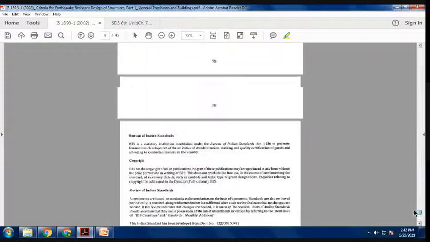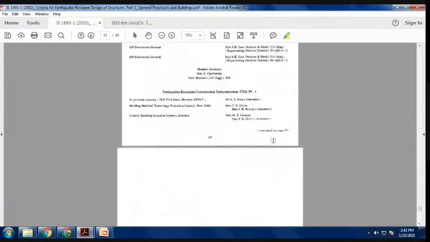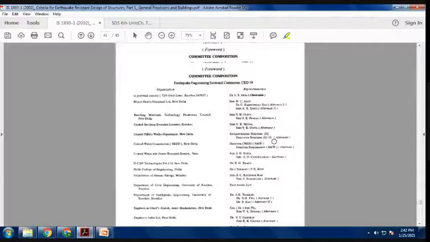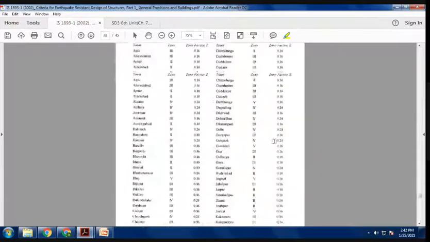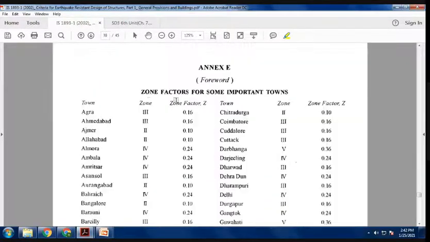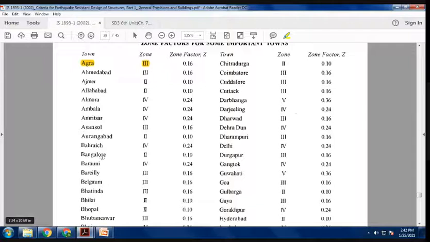At last of the code book, you have some cities' names, and it will tell in which zone that city is falling. Okay, for example Agra, it is falling in zone 3. If you take an example of Bengaluru, it is falling in zone 2 and its coefficient is 0.1. So we will see what is the coefficient or zone factor for the analysis.